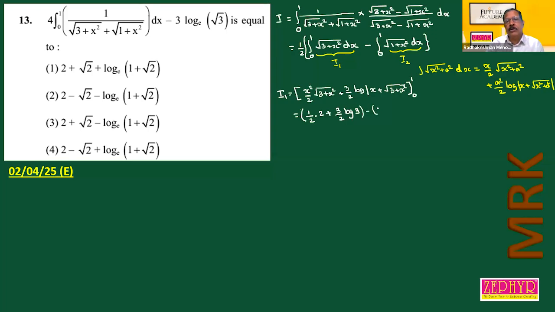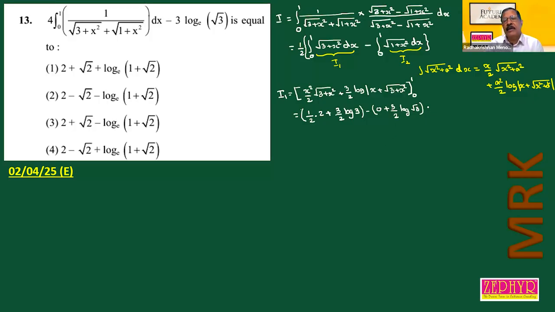Put x is 0. The first term is 0. Plus 3 by 2 into. Put x is 0. We are getting 0 plus root 3. So log root 3.